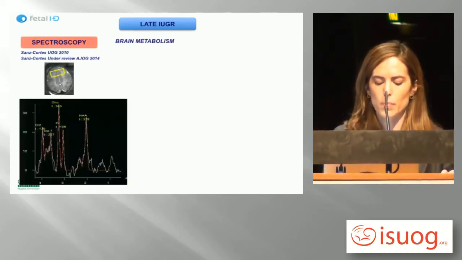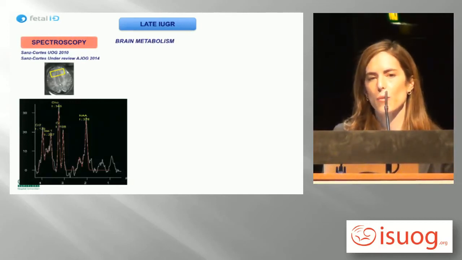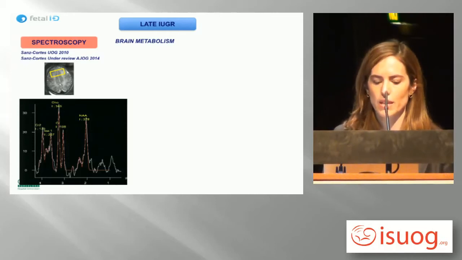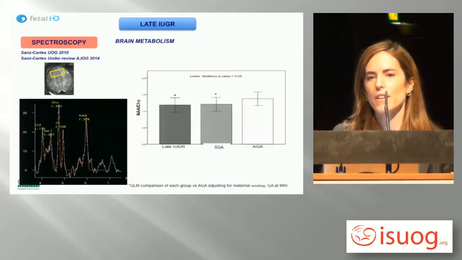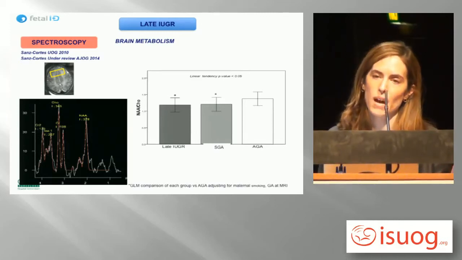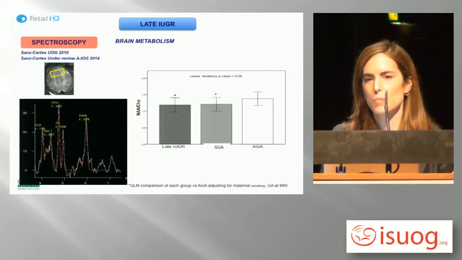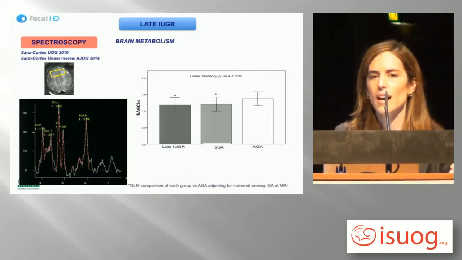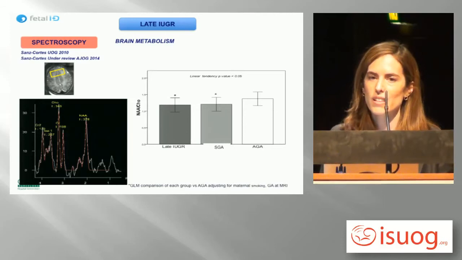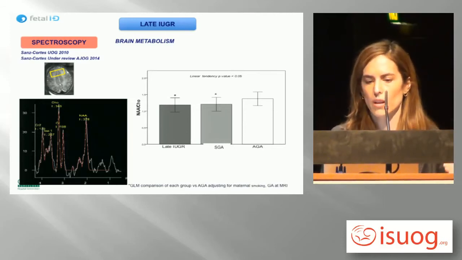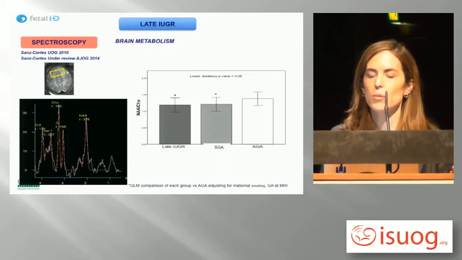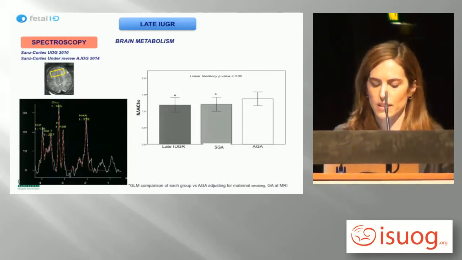Regarding the information that we have obtained using these additional sequences in IUGR, I can tell you that by using spectroscopy that gives us information about the brain metabolism in the fetus, we have obtained significant differences in SGA babies, mostly regarding the metabolite that we just heard about, which is the N-acetyl aspartate. This metabolite assesses the information about the neuronal activity. So it seems that in SGA babies, these levels are lower, and this might have implications that need to be confirmed with postnatal studies, but we have detected these differences.